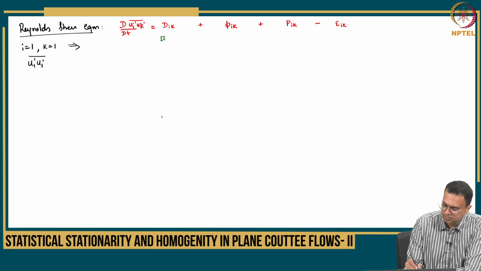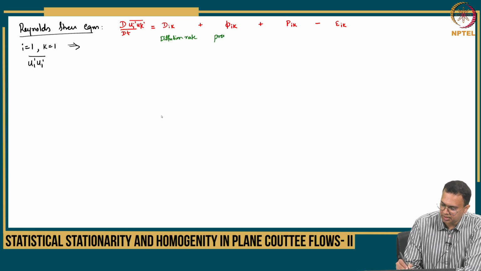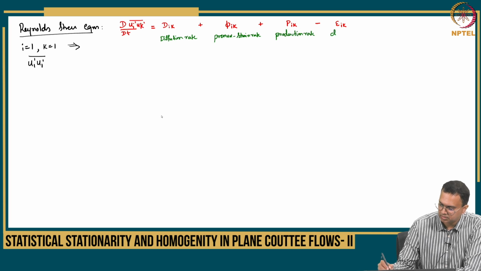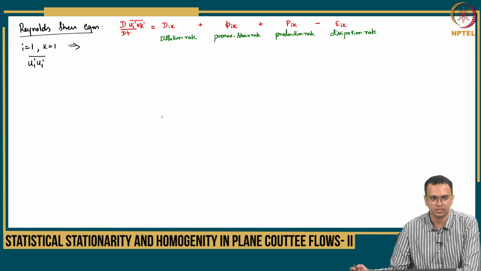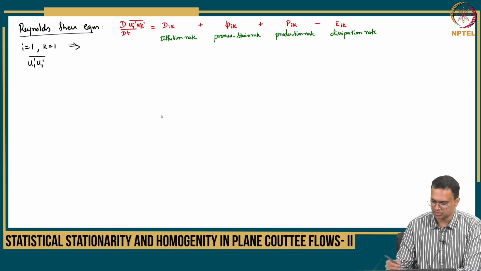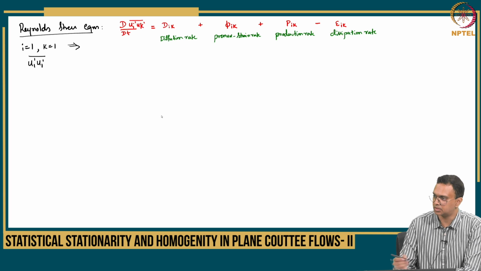So the names are: this is the diffusion rate term, the pressure strain rate term, the production rate, and the dissipation rate. You will see in many textbooks and reference notes the equation written symbolically like this without giving out all these terms, but you already know what each of these terms looks like.